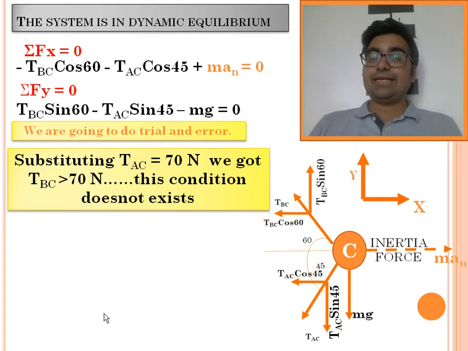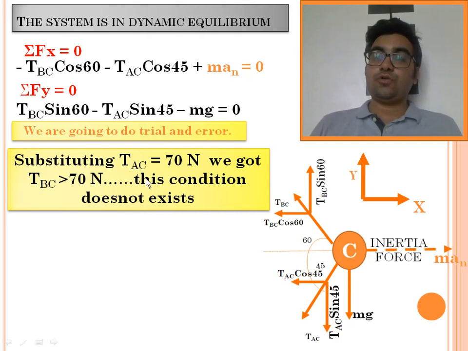First I apply TAC equals 70 Newton. As I applied TAC equals 70 Newton, I substituted that value in this summation Fy equals 0 and I got a value of TBC which was far greater than 70 Newton. This condition does not follow the given condition. That means this condition does not exist.